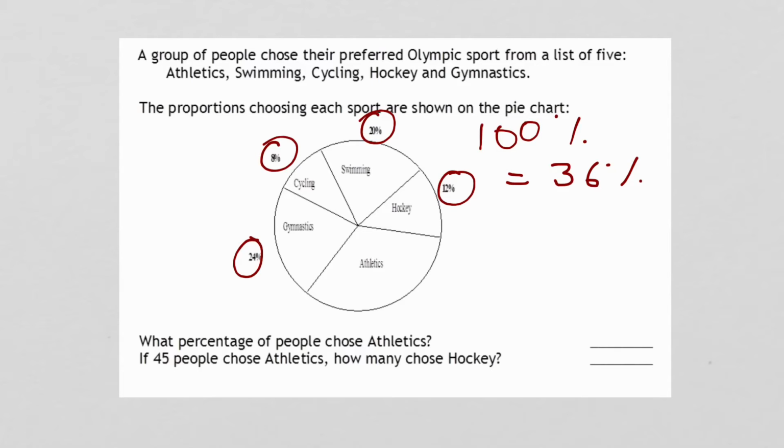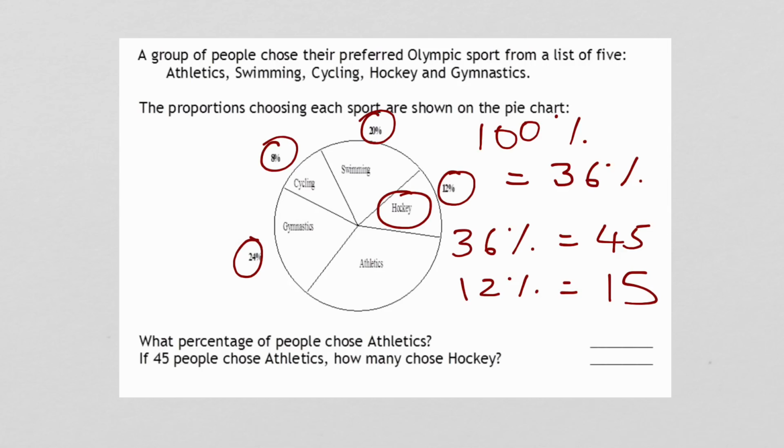And if that 36% represents 45 people, okay, so we want to work out how many chose hockey. And hockey is 12%, so I can gather that if 36% is 45, then 12% would have to be a third of that. And a third of 45 is 15. Excellent work if you got that correct. And now you know how to solve 2 types of questions with pie charts. Well done.